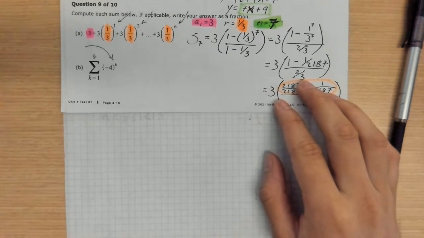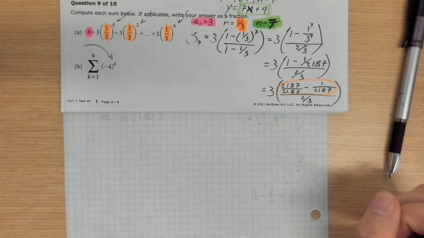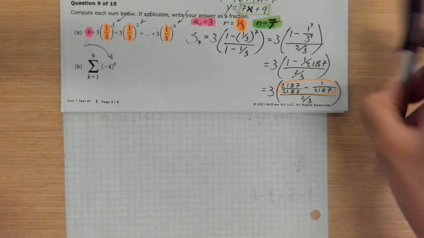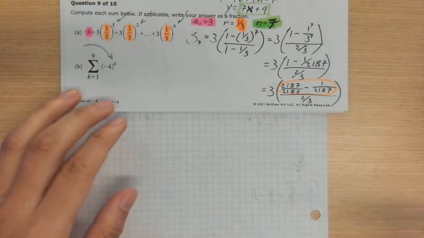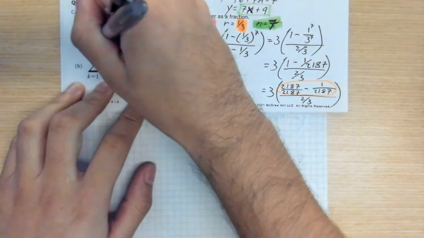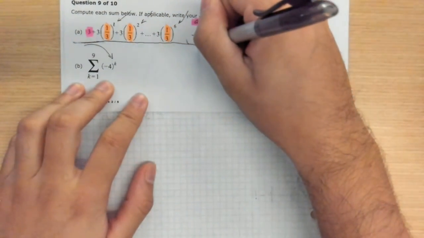Okay, so B is going to be very similar to A. I want to find the first term, I want to find the common ratio, and I want to find up to what value we're adding. So B is actually easier than A.